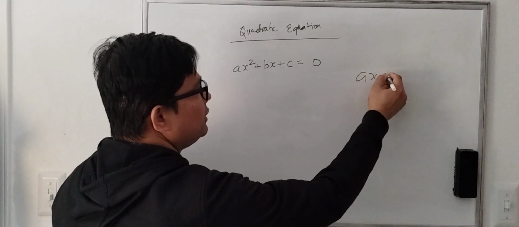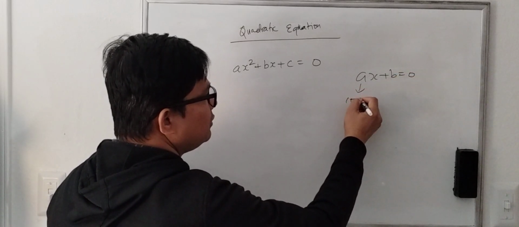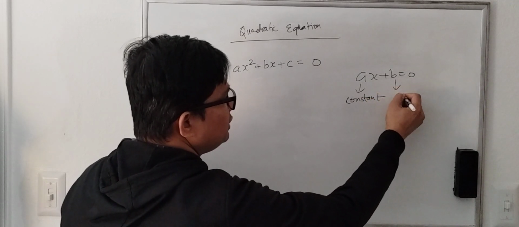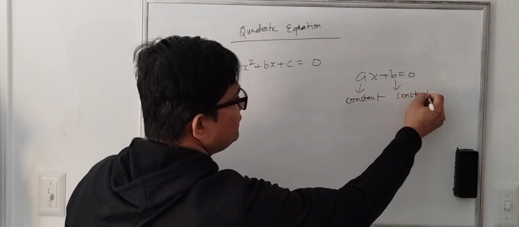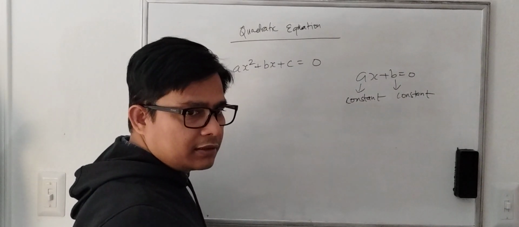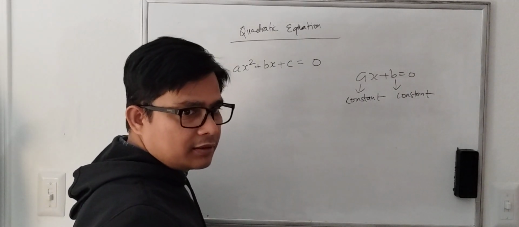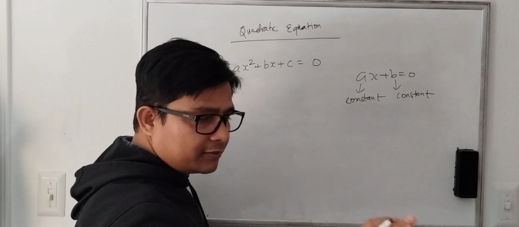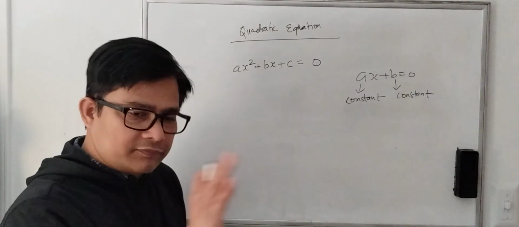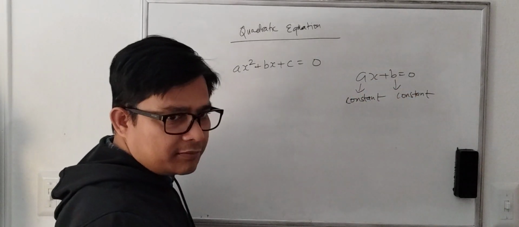ax plus b is equal to 0. So a was some constant, b was also some constant. Constant means some number. It can be any number, okay? A real number, and b is also some real number. I'm not talking about imaginary numbers right now because that's a higher grade thing. So for the time being, focus on real numbers, okay? So a and b are some real numbers.